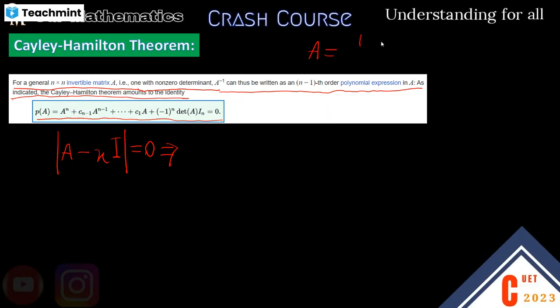Let me just take a question, just a minute. So the given question is A is equal to NCERT question: 1 1 1, 1 2 minus 3, 2 minus 1 3. We have to show what? We have to show A cube minus 6A square plus 5A plus 11I is equal to O. Okay.